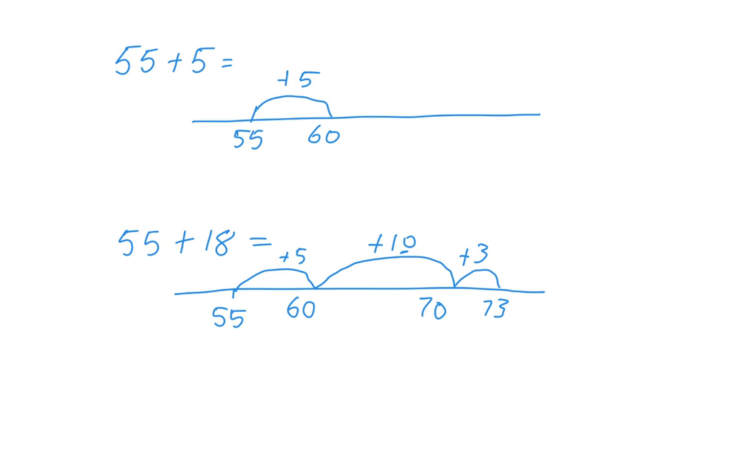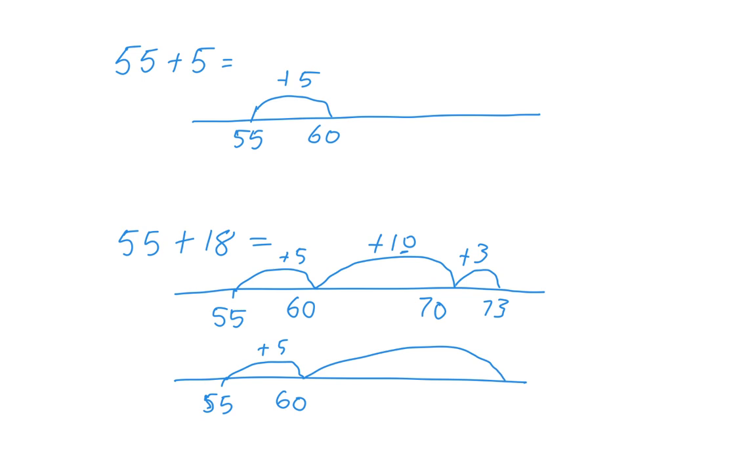That's okay. You may have another student who says, okay, I've got 55. I do my jump of 5. That gets us to 60. And then they know, well, I've taken 5 off the 18, so I've got 13 to go. So they can do the big jump of 13, which gets us to 73.